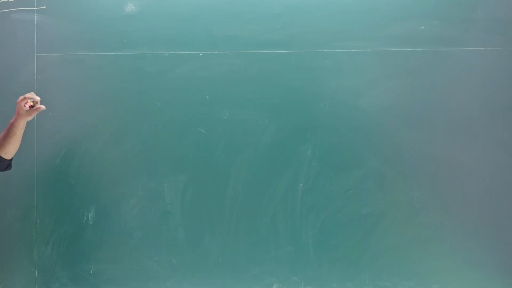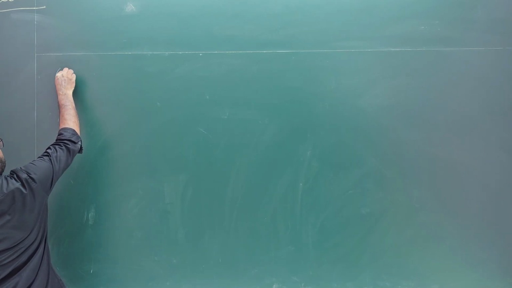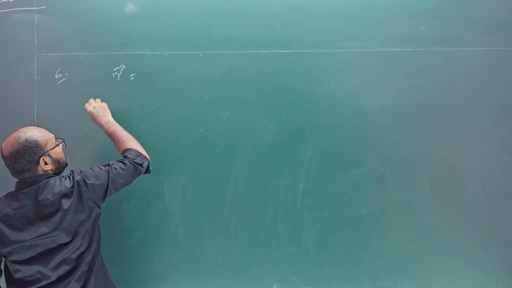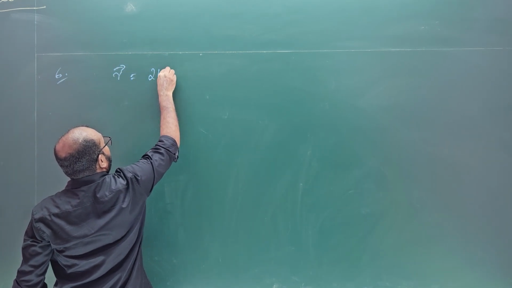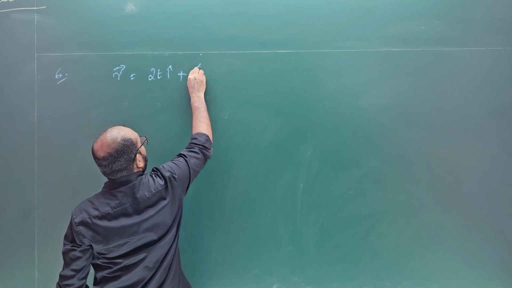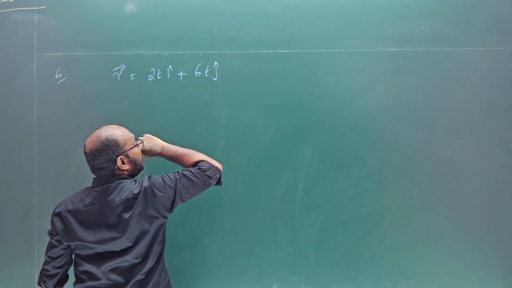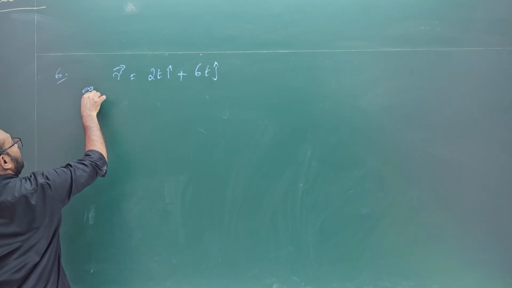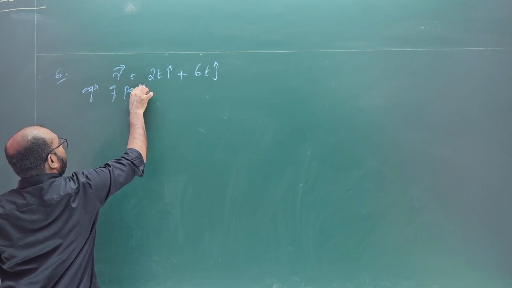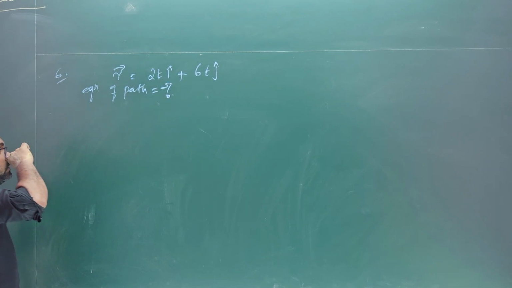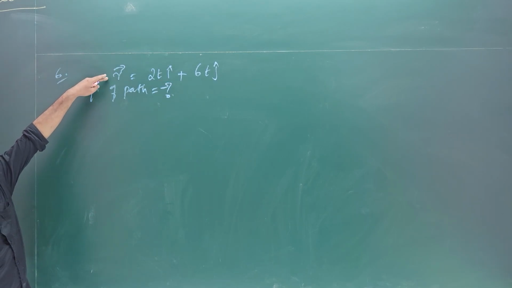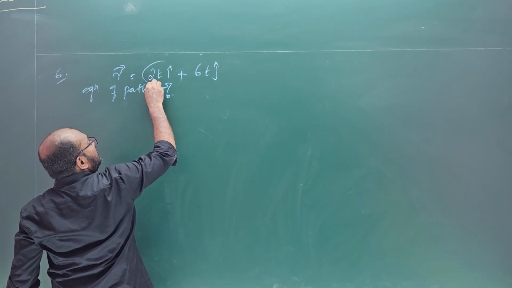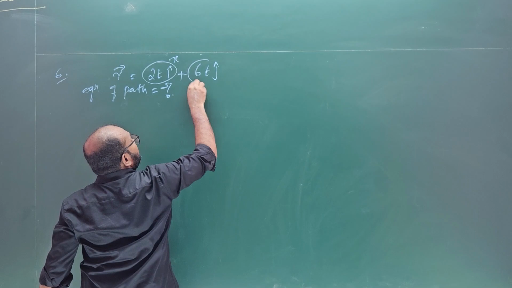Okay, what is the next doubt? Question number 6. What is that? R vector is equals to 2t i cap plus 6t j cap. What is asked? Equation of path. So equation of path is equals to question mark. Now listen to me. Whenever such a question is given, this one is a very easy question. This value is nothing but the x value, and this value is nothing but your y value.